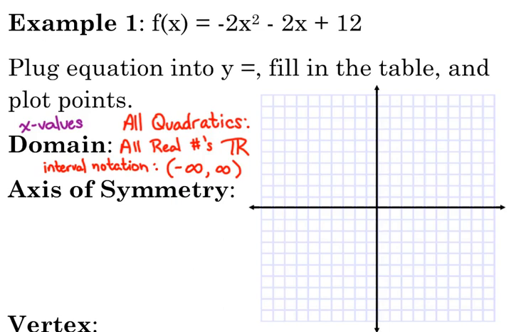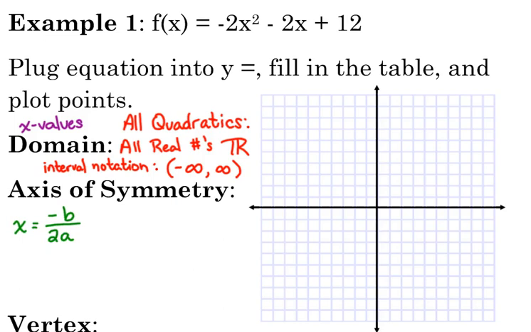Okay. Next thing I want to talk about is the axis of symmetry. Y'all know that parabolas are symmetric. You draw a line through the middle of it. The left side looks identical to the right side. It's a reflection of each other. So there is an equation to find the axis of symmetry. That equation is, and it's on your orange paper there, x equals negative b over 2a.